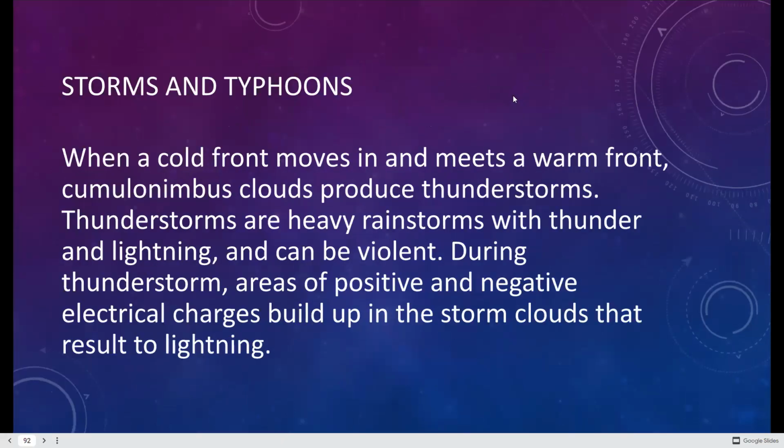Storms and typhoons. Remember that we are located near the Pacific Ocean, therefore we have a lot of storms and typhoons that may enter our country. When a cold front moves in and meets the warm front, a cumulonimbus cloud, which is a combination of cumulus and nimbus clouds, produces thunderstorms. These thunderstorms are heavy rain storms with thunder and lightning and can be violent.